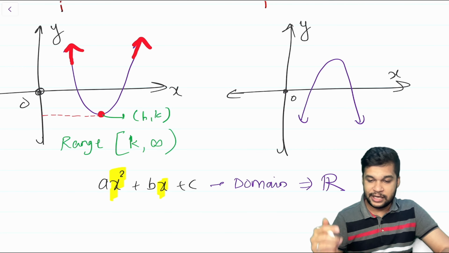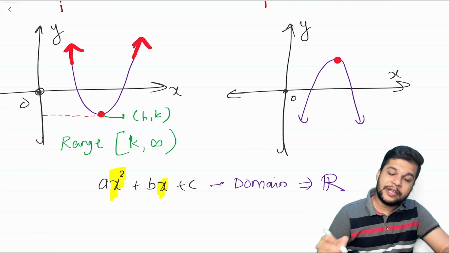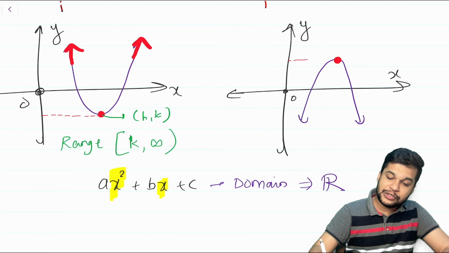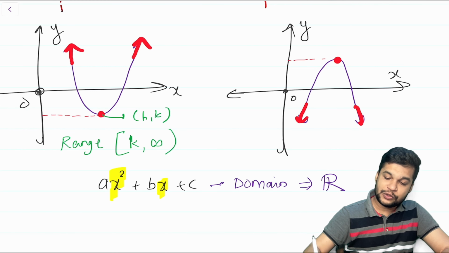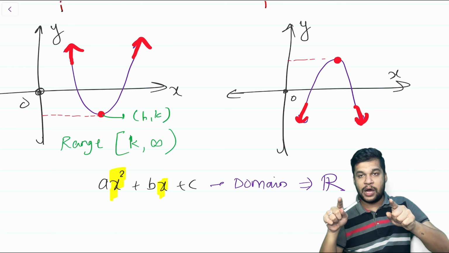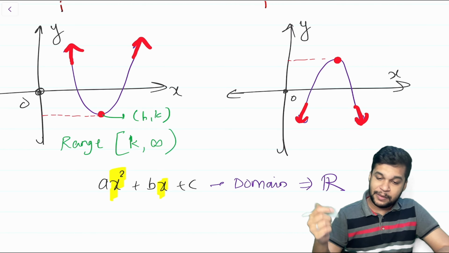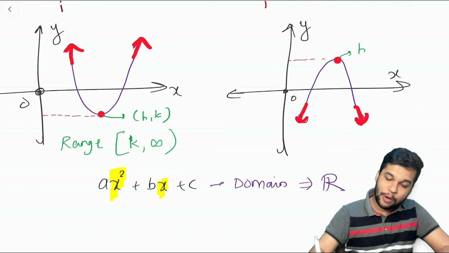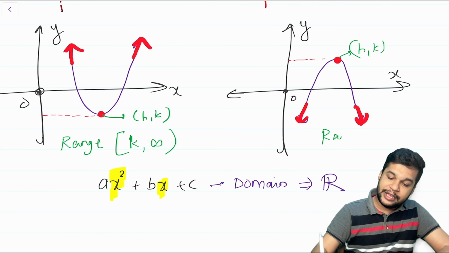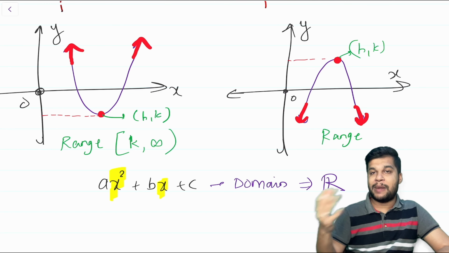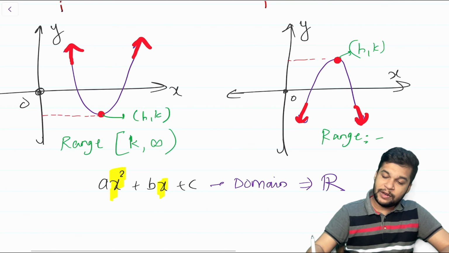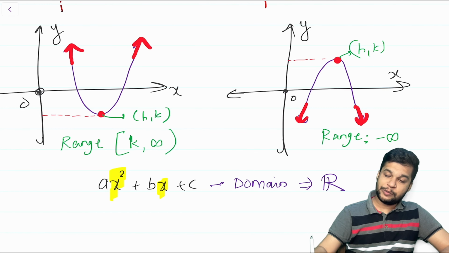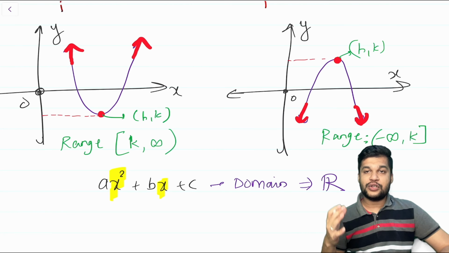And if you see the second case, you have the turning point here, and that's your maximum point, right? The graph is not going above this point. But the graph is going down and down. So what is the maximum possible value? Let's say this point is h comma k again, then what is the range? The least possible value, since it's going down and down, will be minus infinity. And the maximum possible value will be k. So that's the range of a function.